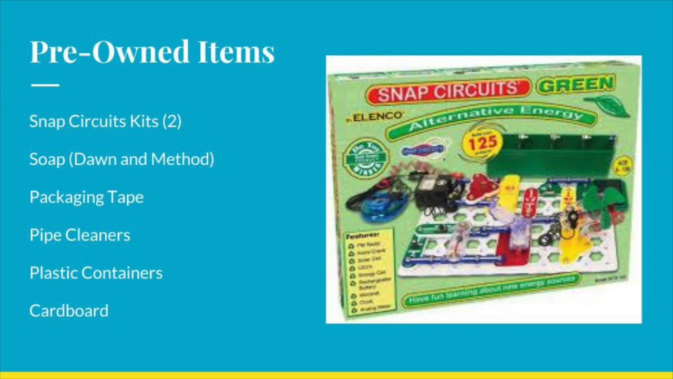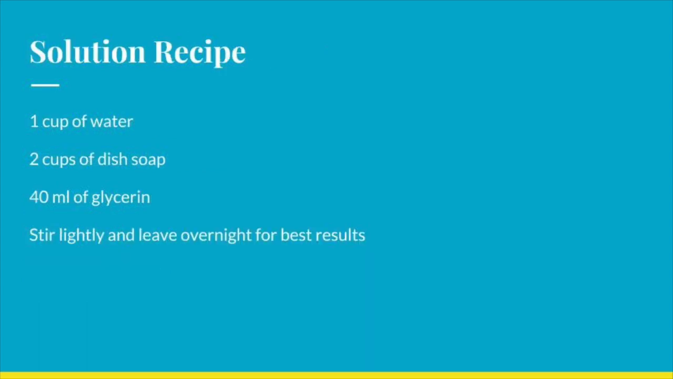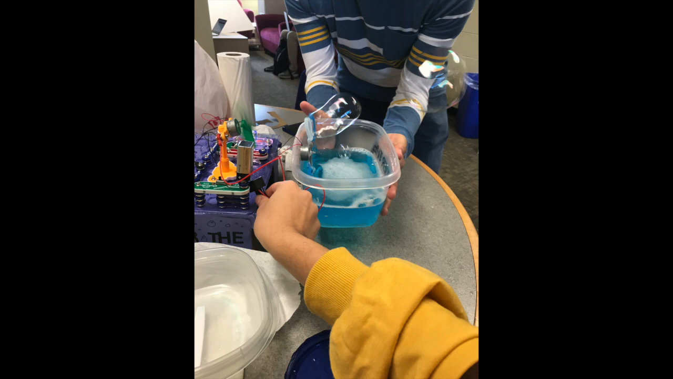Packaging tape, pipe cleaners, and plastic containers came from the engineering resource room, and we also had extra cardboard from gift packages that we've gotten. Our solution recipe consisted of 1 cup of water, 2 cups of dish soap, 40 milliliters of glycerin. And we looked online and saw that if we were to leave the solution overnight, it would produce the best results. We decided to use glycerin in our solution recipe because we learned that glycerin helps to strengthen the bubbles.